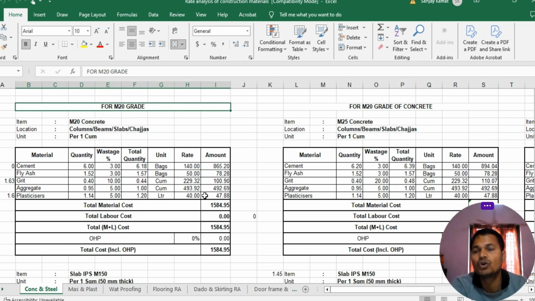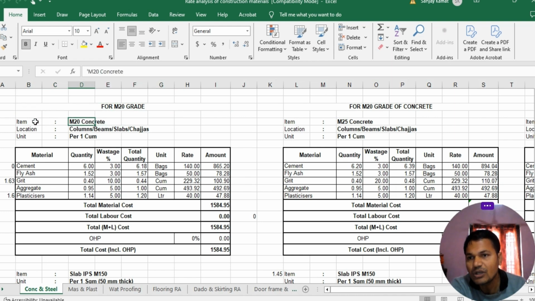So now this part is over. Now for this item we have taken M20. For the preparation of the column, slab, beam, and chhaja, we have taken the M20 grade of concrete. For this chart, the unit will be per quantity, per cubic meter, so per 1 cubic meter.